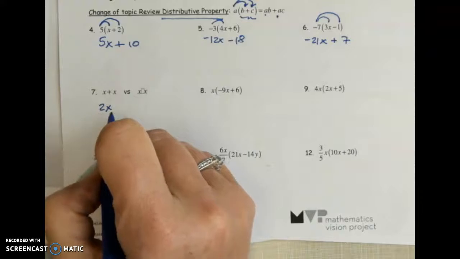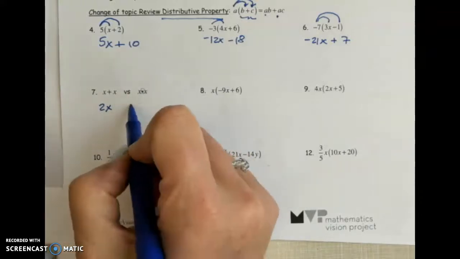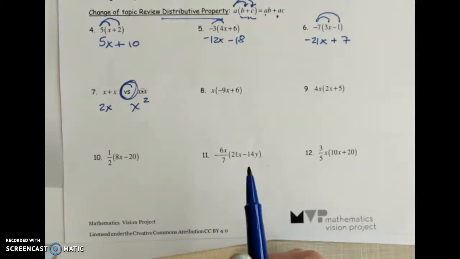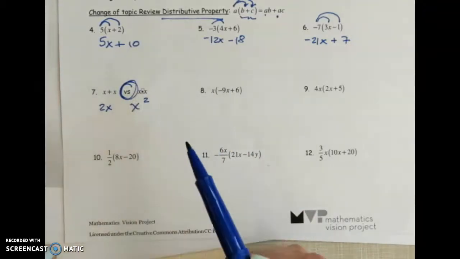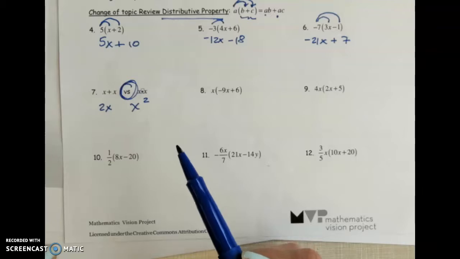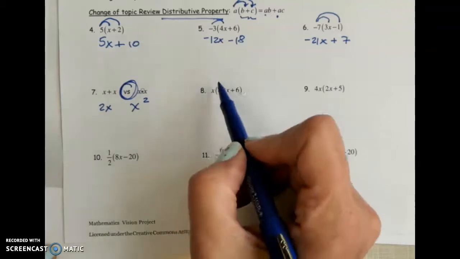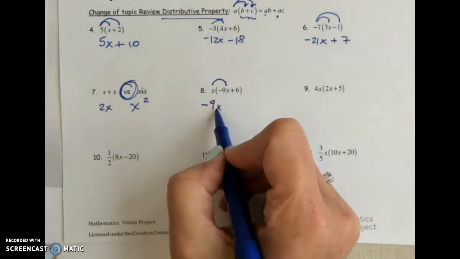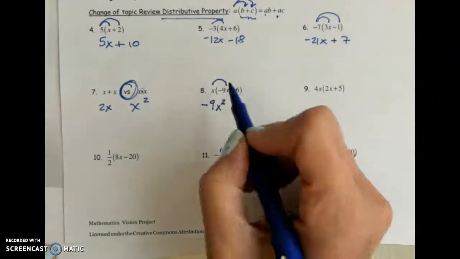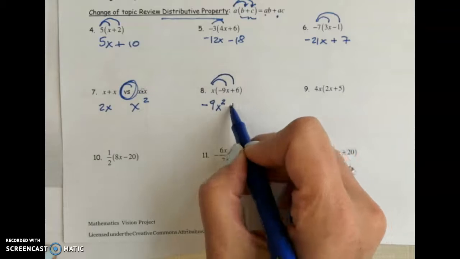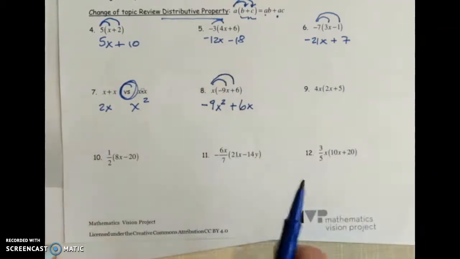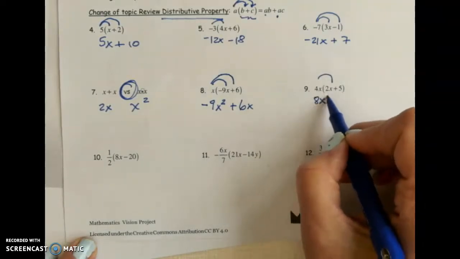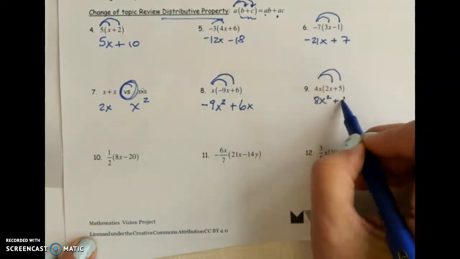So x plus x is 2x, and x times x is x squared. So this is a big deal, how these are different. Sometimes when kids see x times x, they want to say it's 2x's, but it's x to the second power. So when I multiply x times negative 9x, this is going to be negative 9x squared plus 6x. And you're done. Those are not like terms.